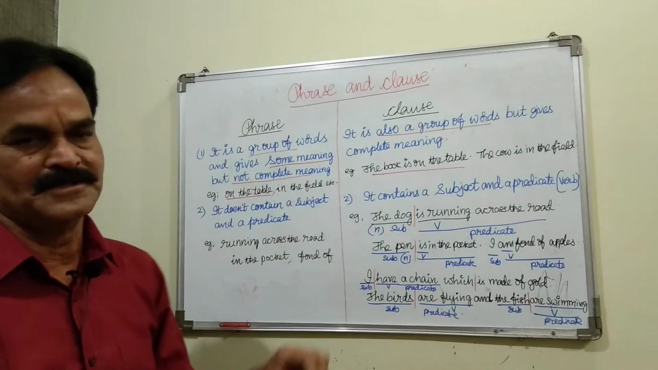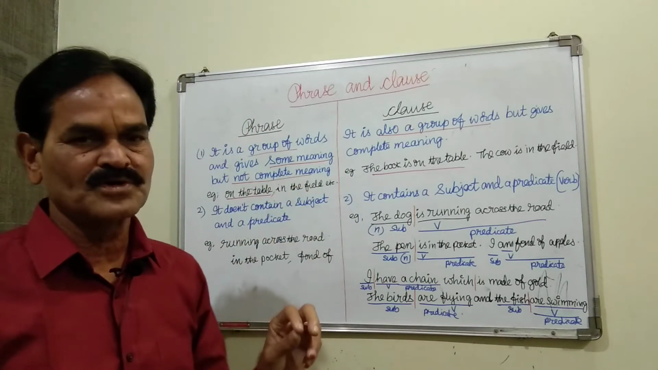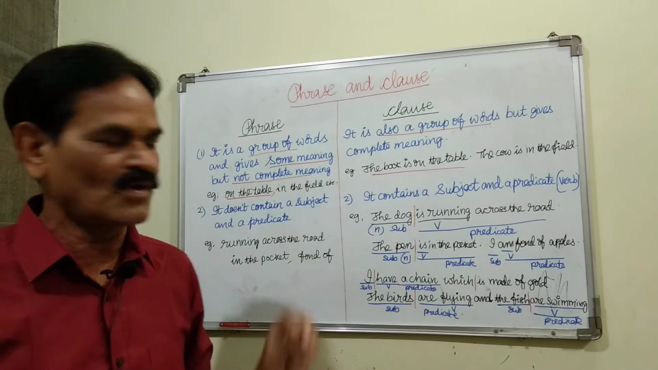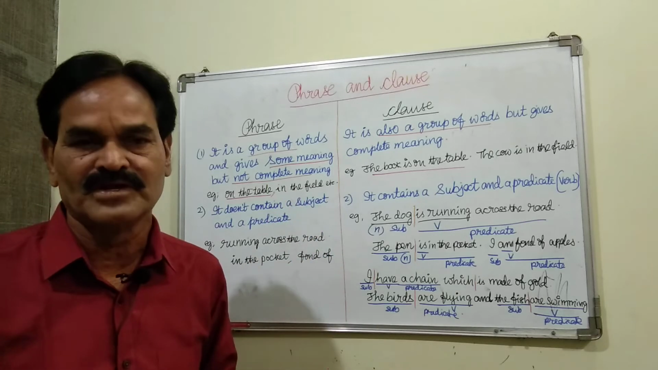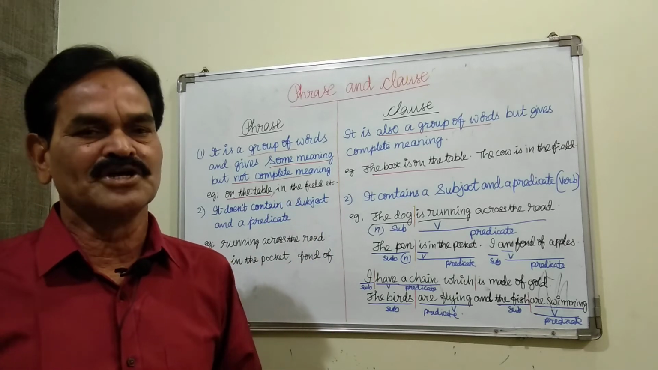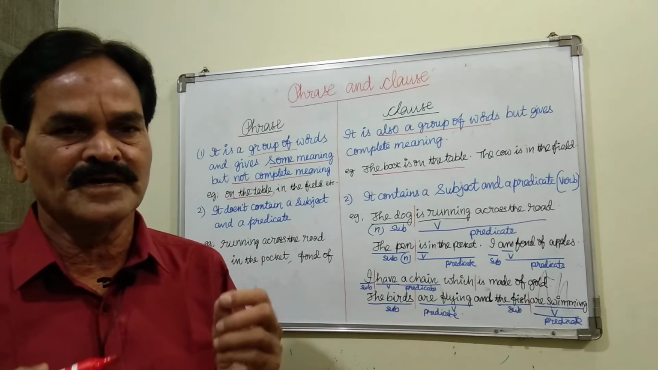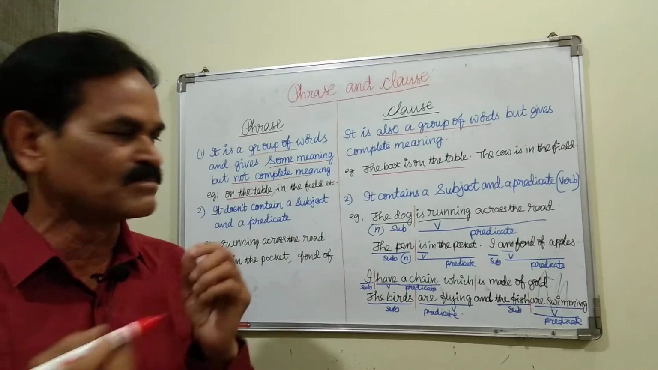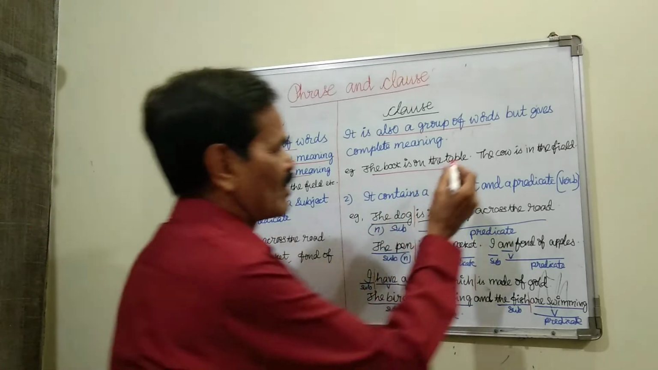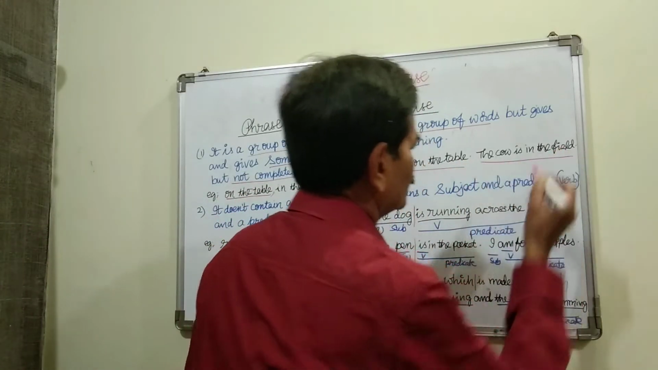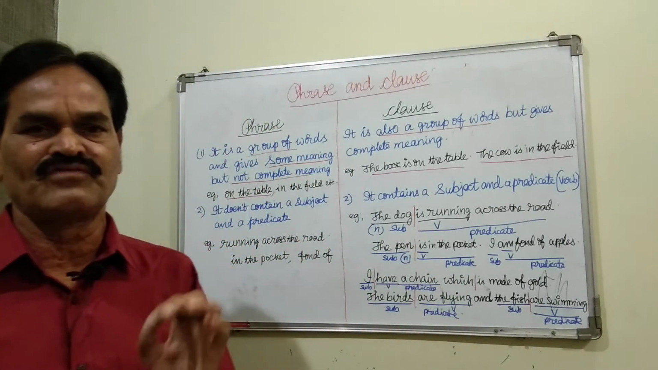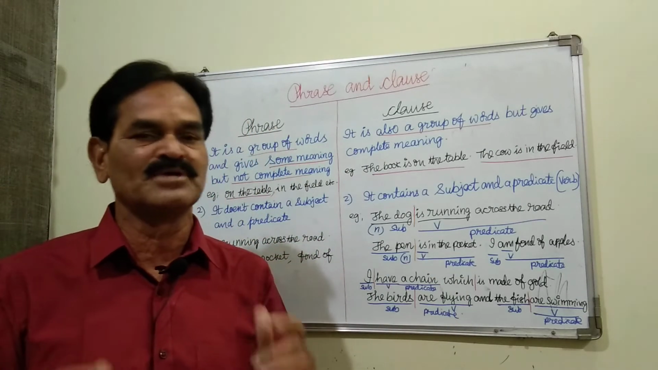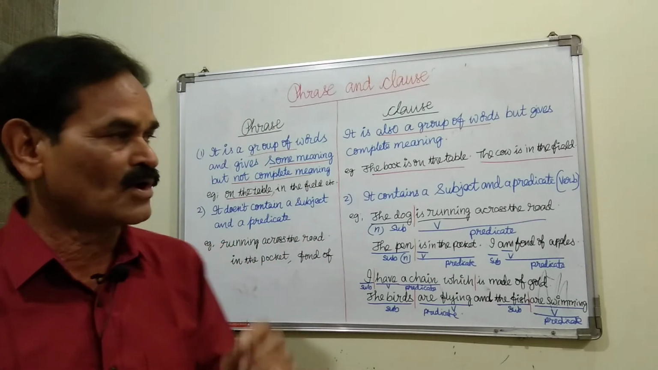In the field. This is also a group of words, but it doesn't give complete meaning. What happened in the field? What is there in the field? That kind of question will come. That is why this doesn't give complete meaning. It is a phrase. On the other hand, if you say the cow is in the field, it gives a complete meaning.